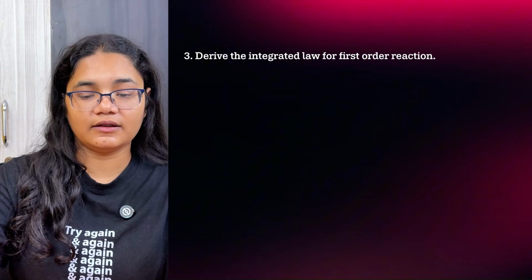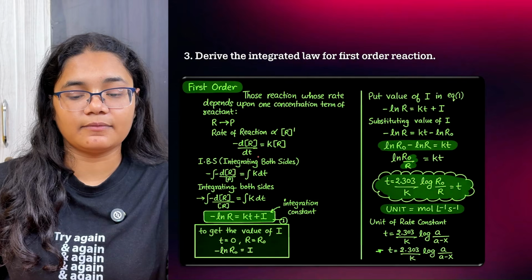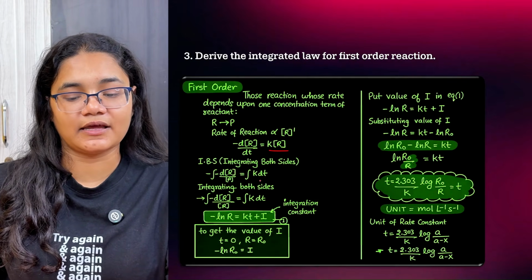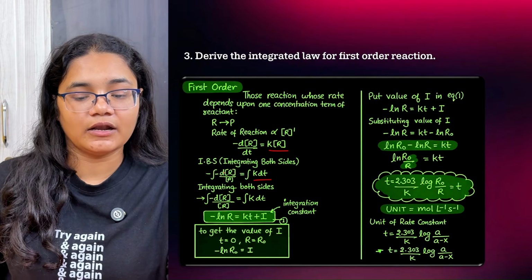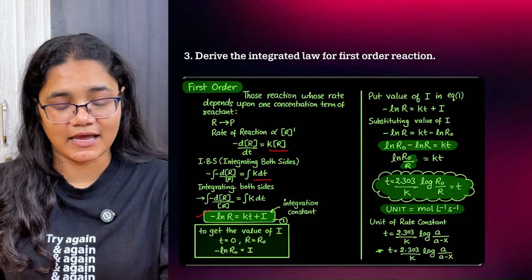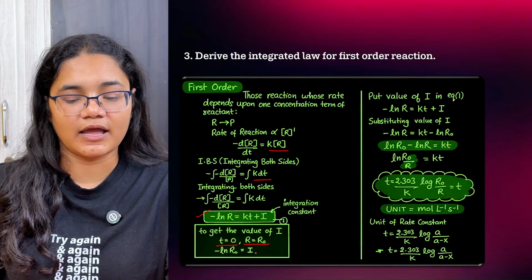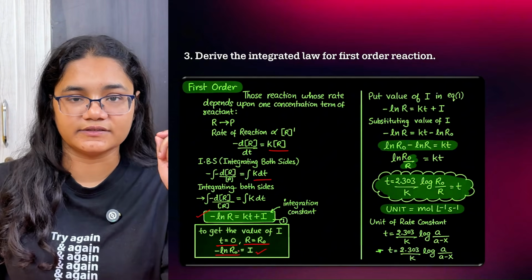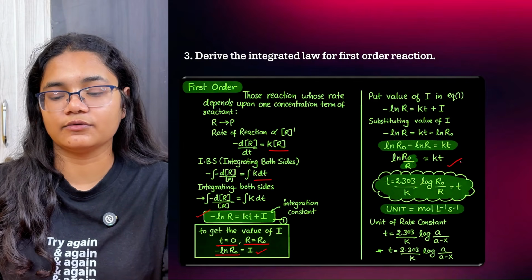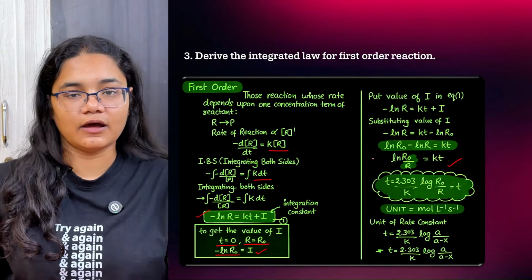Moving to the next one, derive the integrated rate law for a first order reaction. We have minus dR by dt is equal to kR. Now if I do cross multiplication, minus dR by R is equal to k dt. Integrating, you will get minus ln R is equal to kt plus I. Now at t equal to 0 and R equal to R0, I equal to minus ln R0. If I substitute this value, you will get ln of R0 by R is equal to kt, and that gives k equal to 2.303 by t log of R0 by R.